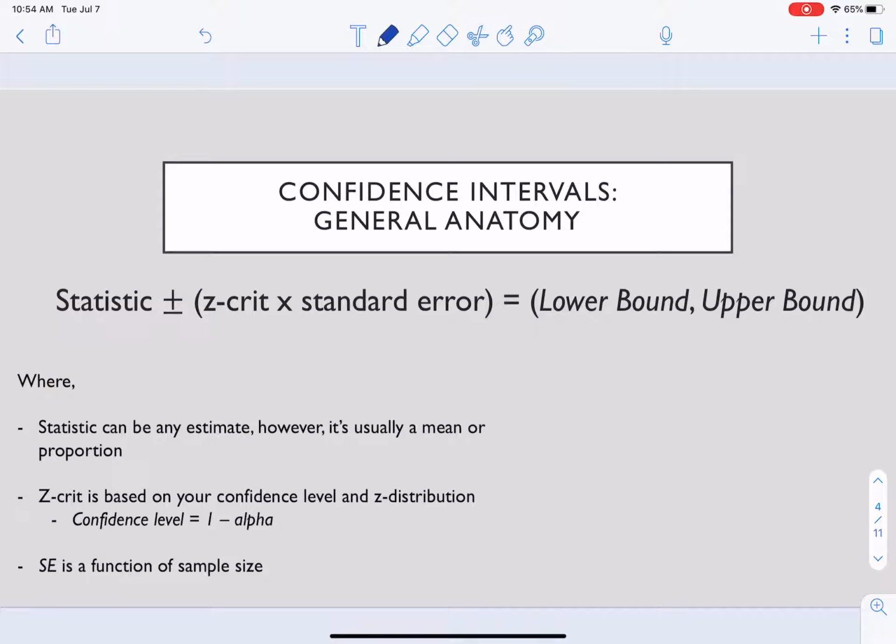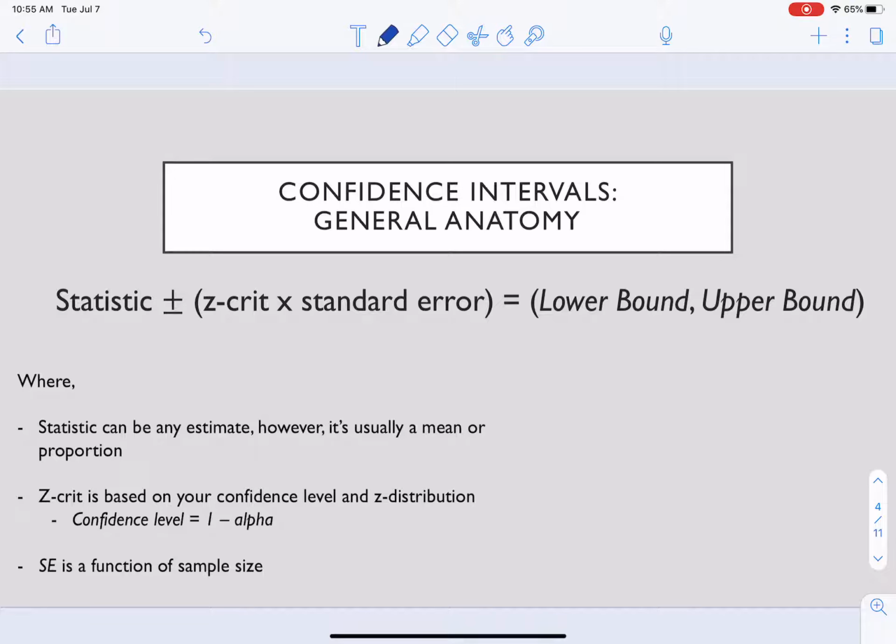So again, the statistic can be any estimate. The z-crit is just a value found on the z distribution that I will give you. There's a table that I've got. It's totally based on the confidence level. There's some math that you could do, but I think it's stupid to go out and find a new z-crit every single time when there's really only, in this case, usually 0.05 for alpha, or 0.01, or maybe 0.1. That's about it, right? So I'll just give you those values, and that's that.